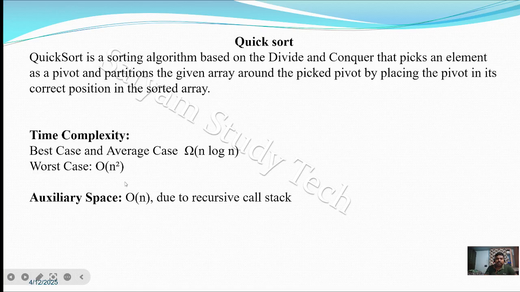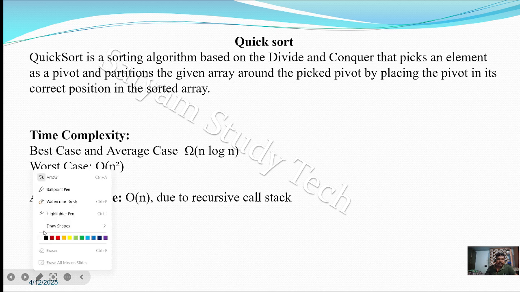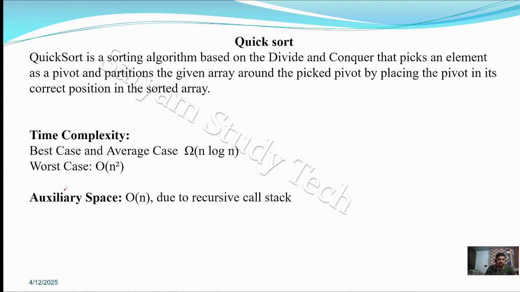Today's topic is quicksort. Quicksort is a sorting algorithm based on divide and conquer that picks an element as a pivot and partitions the given array around the picked pivot by placing the pivot in its correct position in the sorted array.